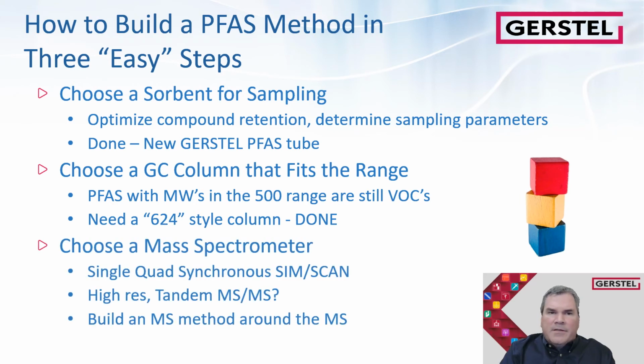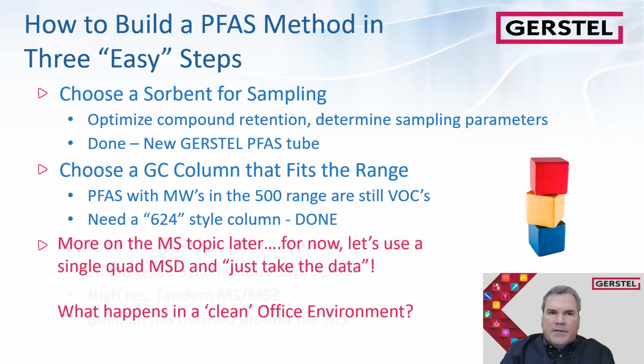And then you need to look at the mass spec. So how are we going to do this? Are we going to stick with the normal SIM scan method on a single quad? We need to use a high-res instrument, a tandem MS-MS, a triple quad. And then once we get to that, you would build an MS method around that. Just for now, let's go ahead and just look at what this looks like on a single quad.